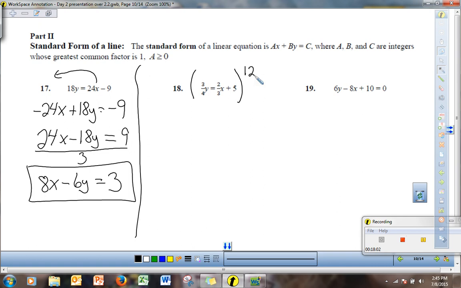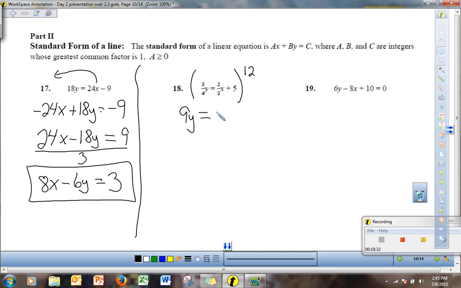Now, I'm hoping you do this in your head. You can use your calculator, but I'd rather you not. Ask yourself this: 4 goes into 12 how many times? And the answer is 3. Take 3 times this 3, and you're going to get 9y. If you have to use your calculator, you're going to go 3 fraction key 4 times 12. So I got 9y equal, 3 goes into 12 4 times.